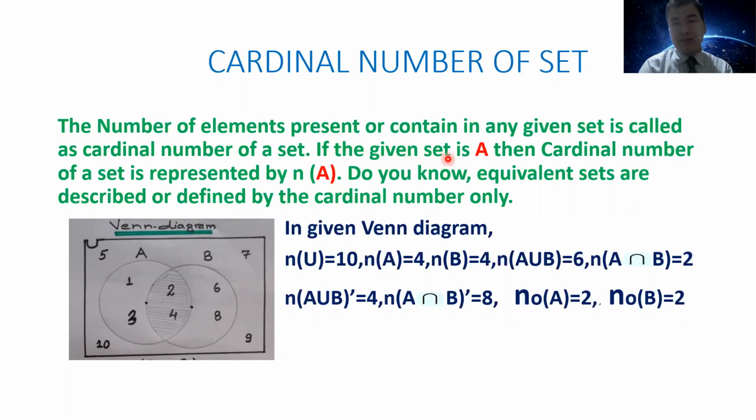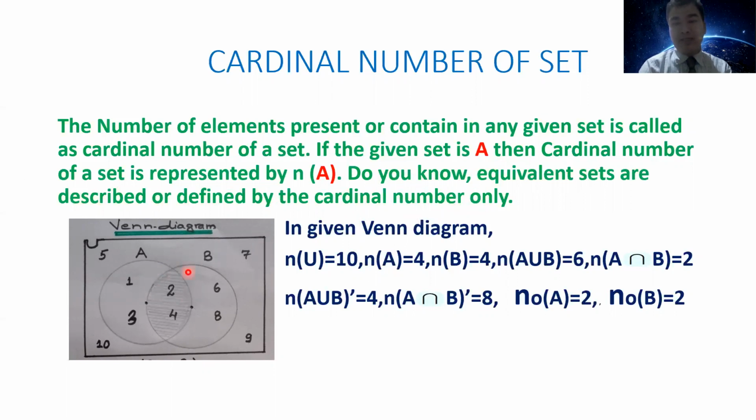If the given set is A, then the cardinal number of a set is represented by n(A). Okay, this is called the cardinal number of set A. And do you know, equivalent sets are defined by the cardinal number only. As we know, if two sets or more than two sets have the same cardinal number, meaning the same number of elements, they are known as equivalent sets. That's why it is written there.